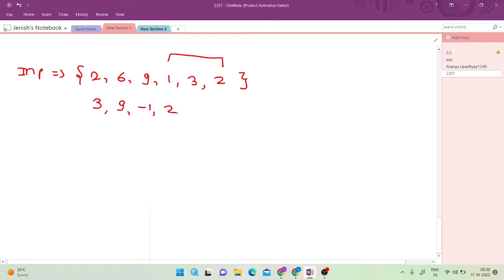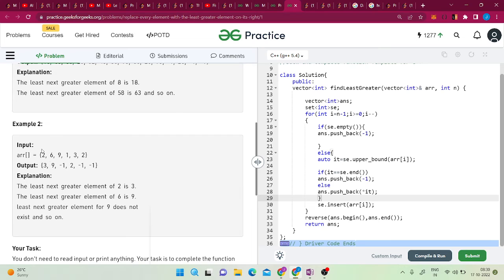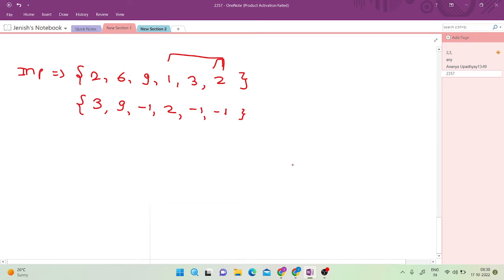For 1 again it is 2. For 3, on the right of 3 there exists no greater element, right? So again -1. And for 2, it is the end of the array, so definitely it will be -1 because there exists no element towards the right of the 2, right? So this is my answer, and let me verify it once. 3, 9, -1, 2, yeah. So this is my answer for this case, right?